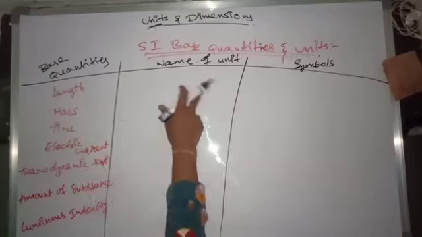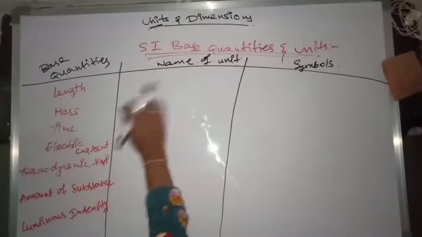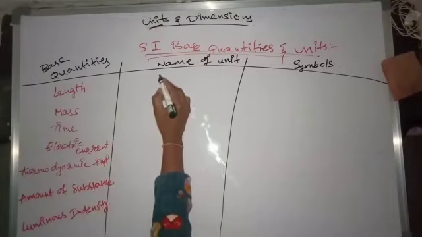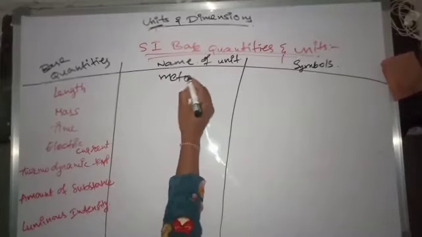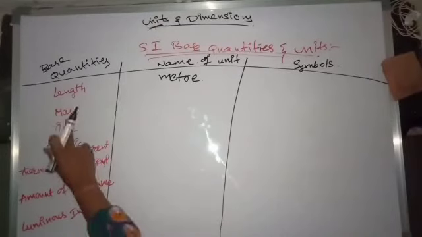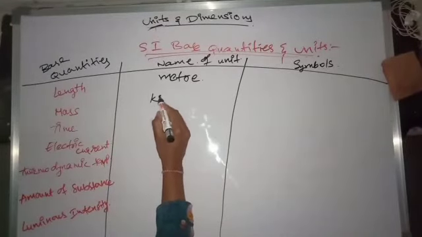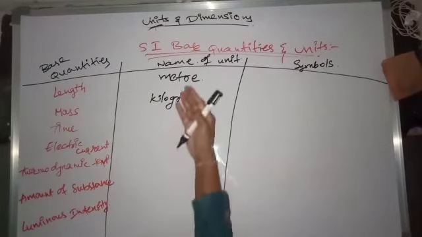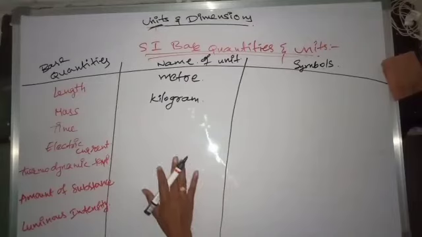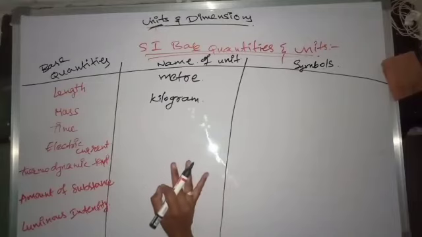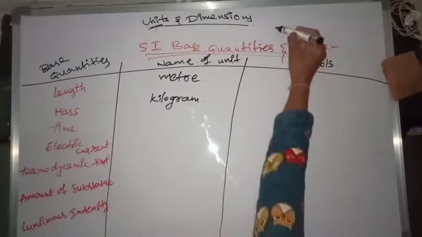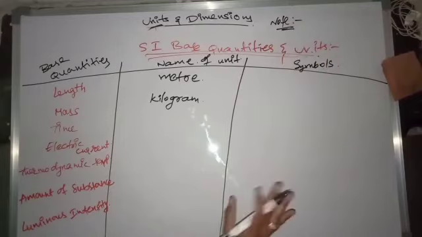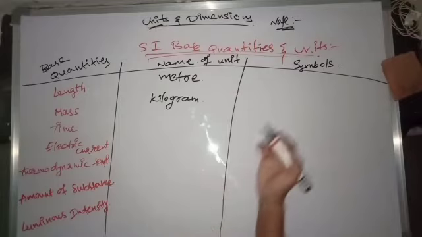Okay, and the names of the units for these fundamental physical quantities are: length is measured in terms of meter, and mass in terms of kilogram. See, before writing the name of the units, you have to remember one important point. Note, you just note this important point. You just write, I will explain. Okay, note.